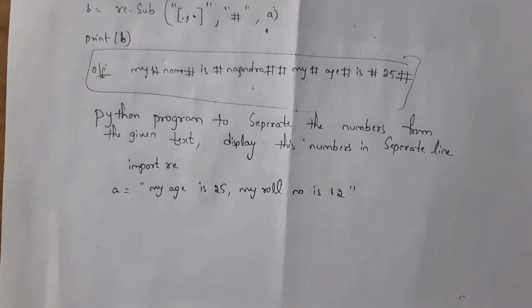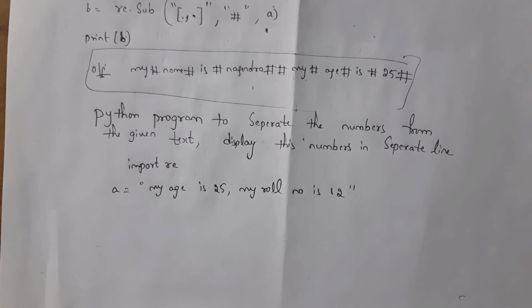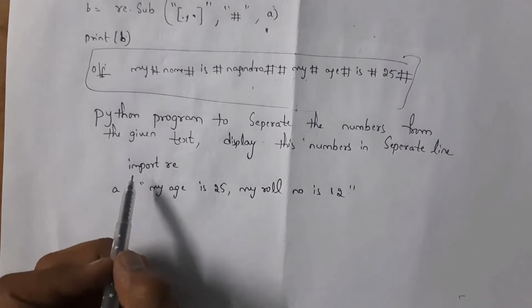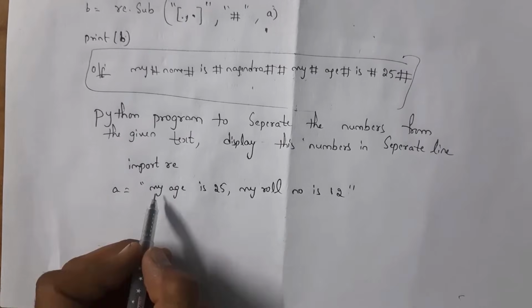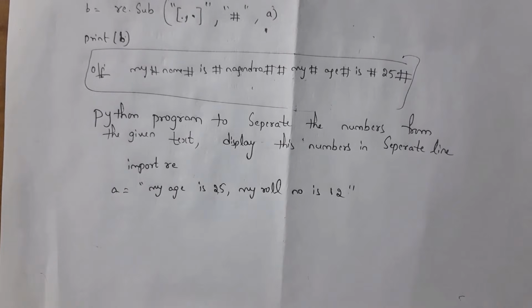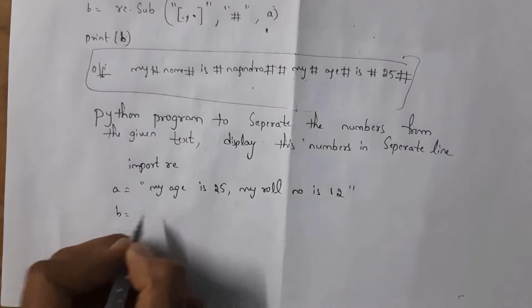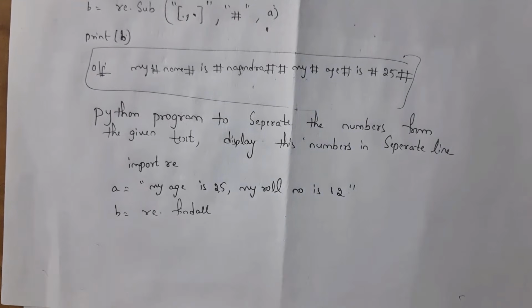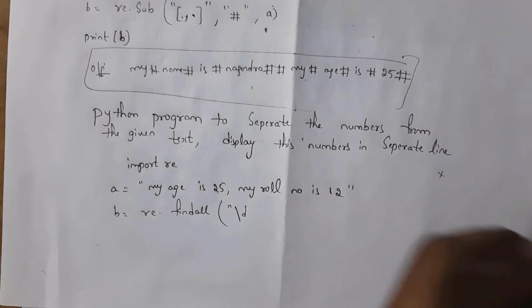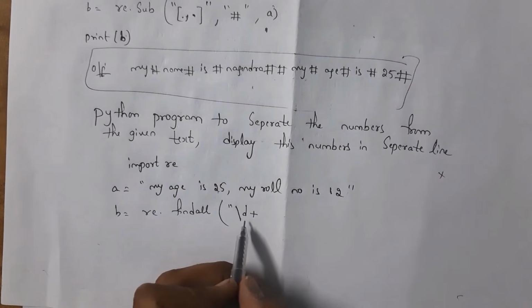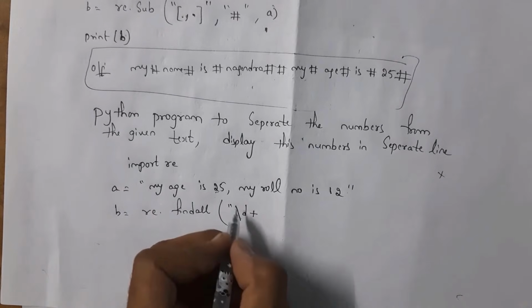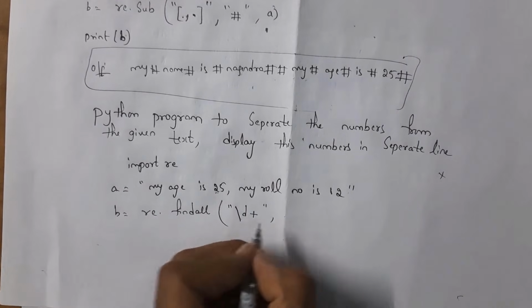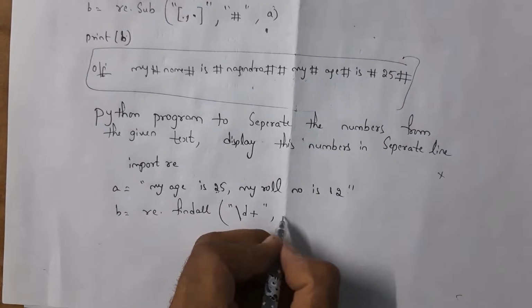Next I will explain Python program to separate numbers from given text and displaying those numbers in separate line. This is example. At first you need to write import re and I written a equal to my age is 25 comma my roll number is 12. What are numbers? 25 and 12 are numbers. And now I want to print only numbers and I want to print numbers in separate line. So just write here b equal to re dot find all and we can find numbers by using slash small d. Plus mean one or more number of times, where slash d mean digits from 0 to 9. That means if numbers are available once or more than once, I need to print those numbers. So I took here slash d plus in double quotations comma. This string is present in variable a. So just write here a.